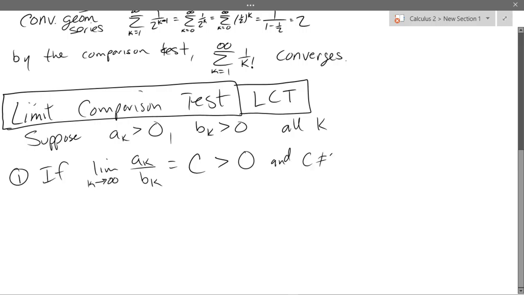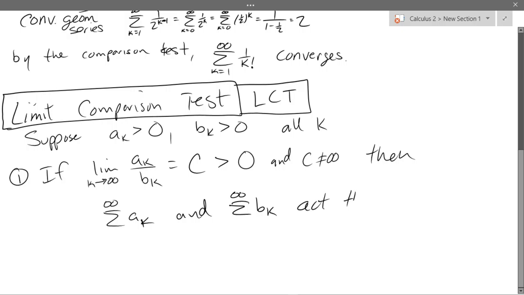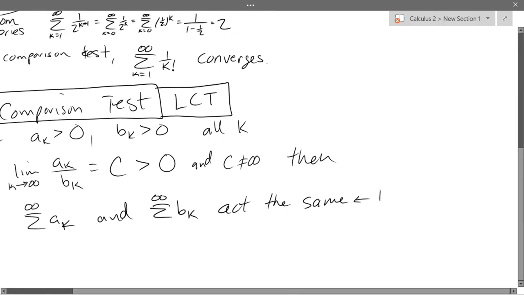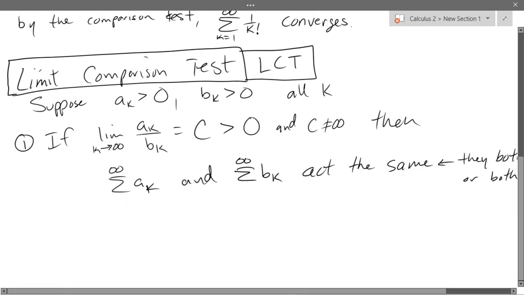and c is not infinity, then summation a_k and summation b_k act the same. I'm going to write act the same, meaning they both converge or they both diverge. So that's the most useful.